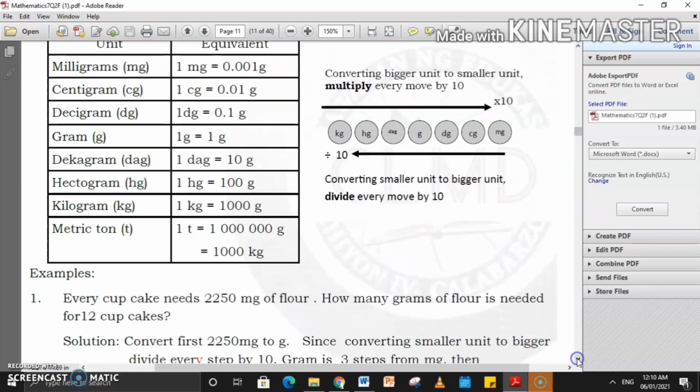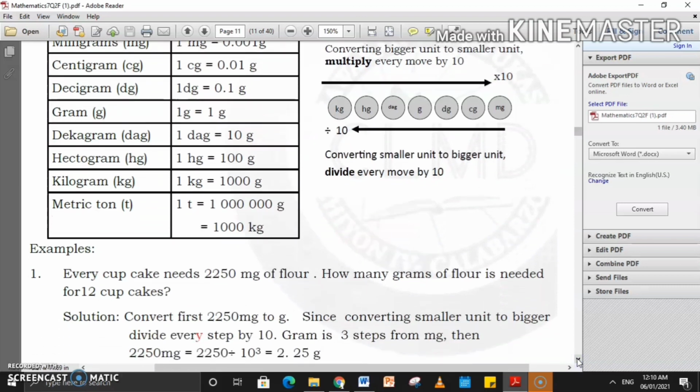Okay, example tayo. Every cupcake needs 2,250 milligrams of flour. So, how many grams of flour is needed for 12 cupcakes? Milligram yung given. Tapos ang hinihingi, how many grams of flour. So, all you have to do first is to analyze the given problem. Since ang given ay milligram at ang hinihingi ay gram, we have to convert 2,250 milligrams into grams. And then, after we convert that into grams, saka natin i-multiply for 12 cupcakes.